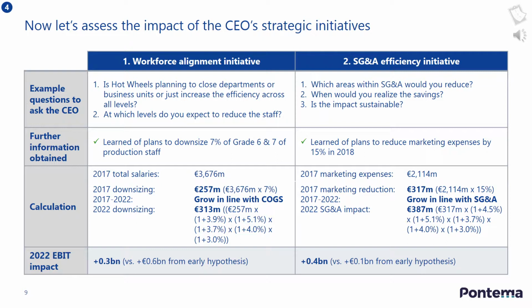By extrapolating a 2017 marketing reduction out to 2022 in line with SG&A growth forecasts, you can then isolate the SG&A impact. The 2022 EBIT impact is 4 times greater than what you estimated at the beginning of the project, simply because the scale of planned cost reductions was greater than you originally planned for.